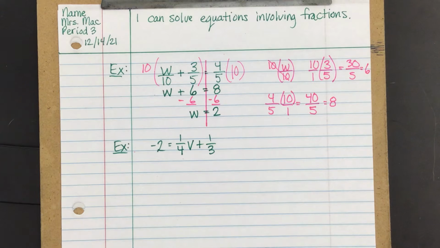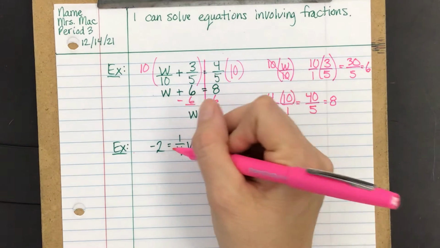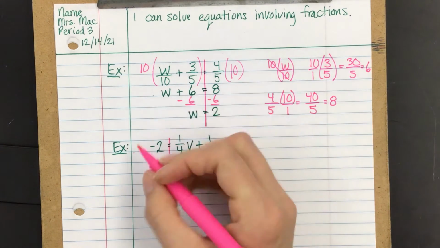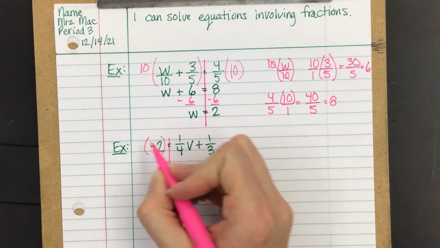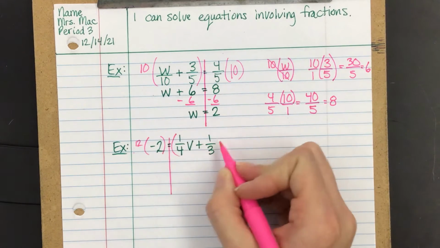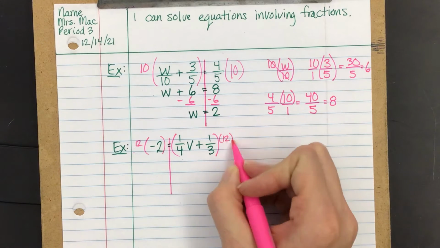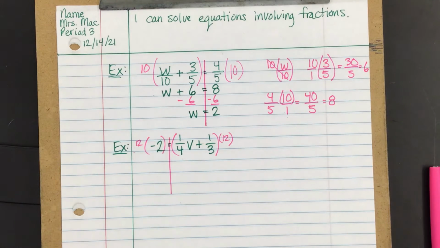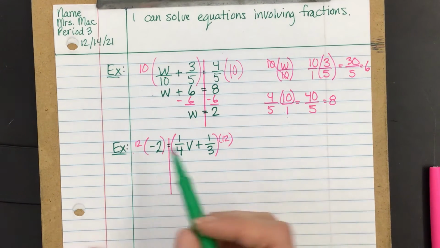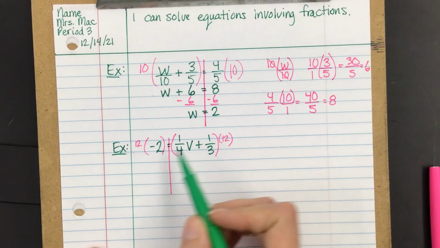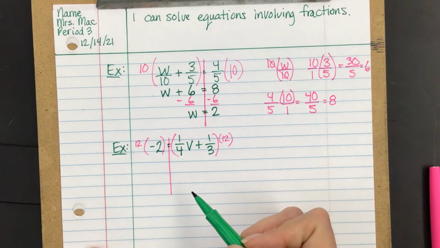What's my common denominator? 12. Awesome. So 12 is going to be our magic wand here. So I'm going to multiply this whole side by 12 and this whole side by 12. You're basically multiplying every single term in this equation by 12.